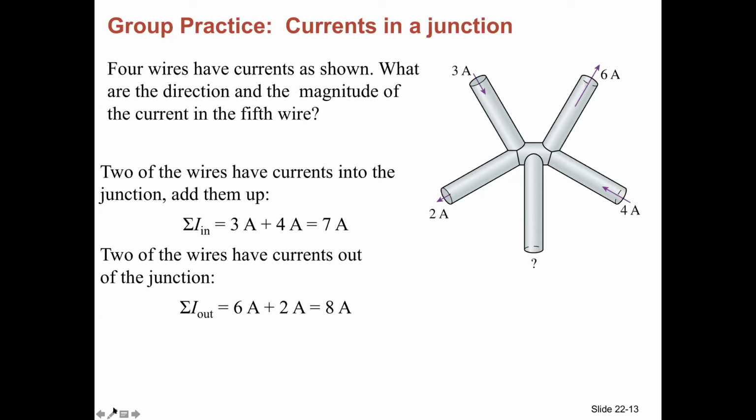So to draw this here, 7 amps going in, 8 amps coming out. So the 7 going in, that's from the 3 here, and the 4 there. This 8 going out are this 6 and 2. That means there's more coming out than in, so our unknown current has to be going in, and to make up the difference, it has to be 1 amp.